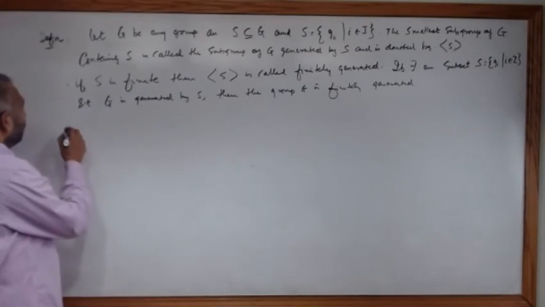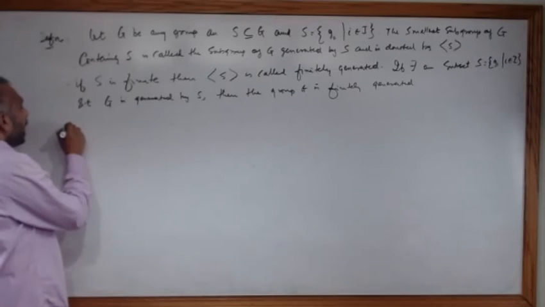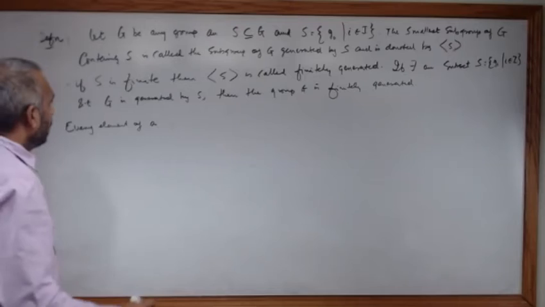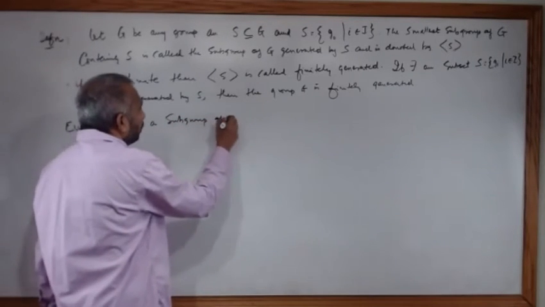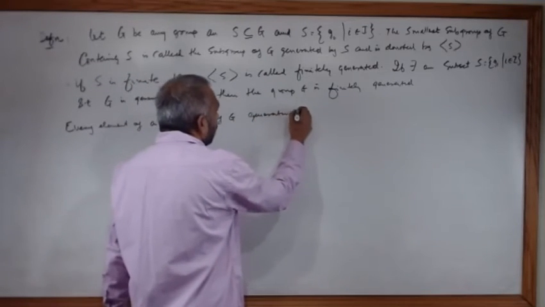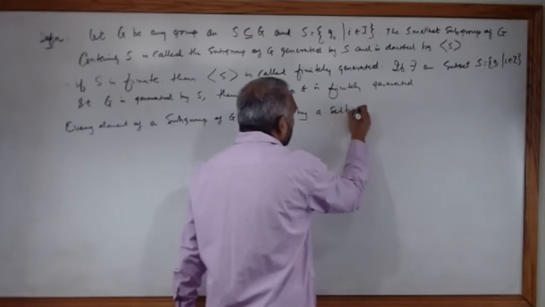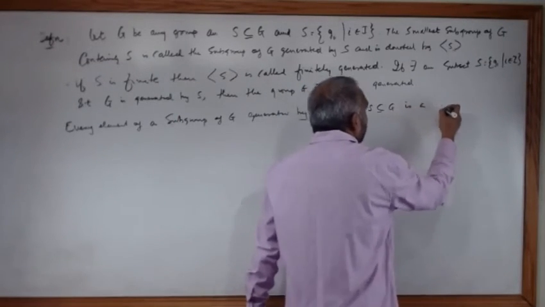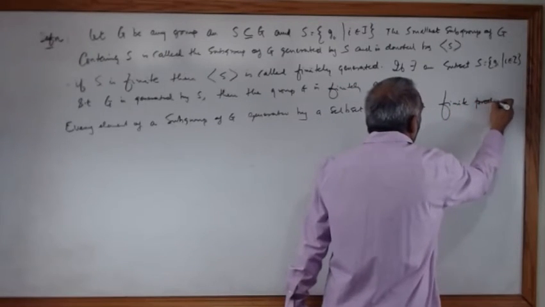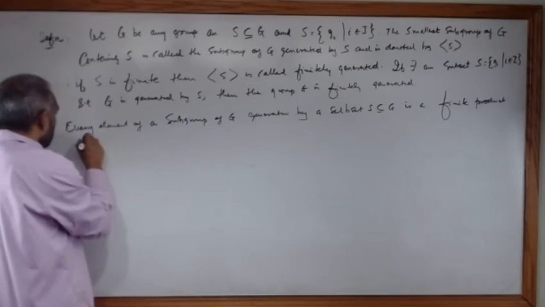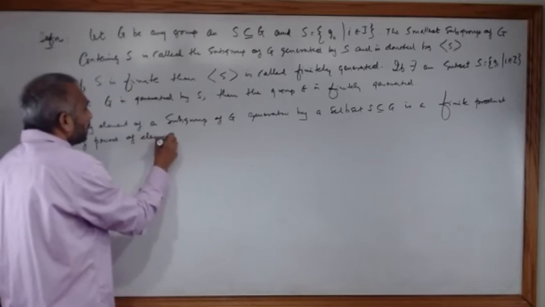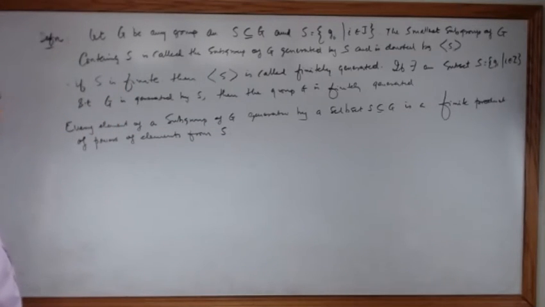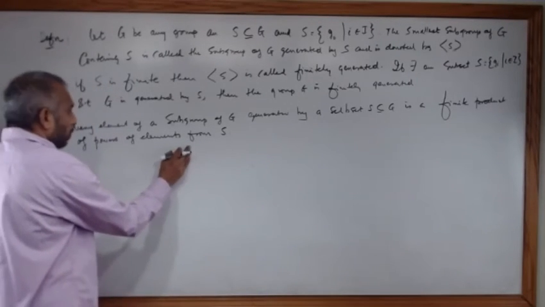Now, every element of a subgroup of G generated by a subset S of G, this is a subset, is a finite product of powers of elements from S. So this is a very simple proof.